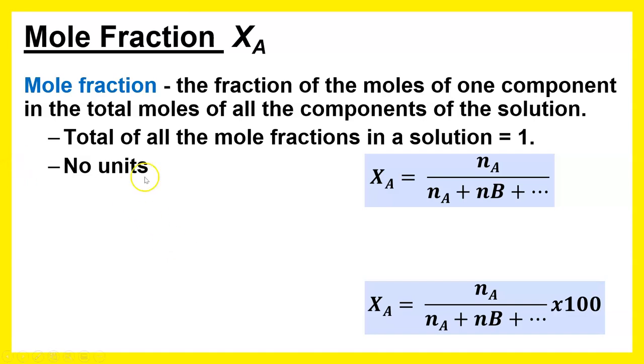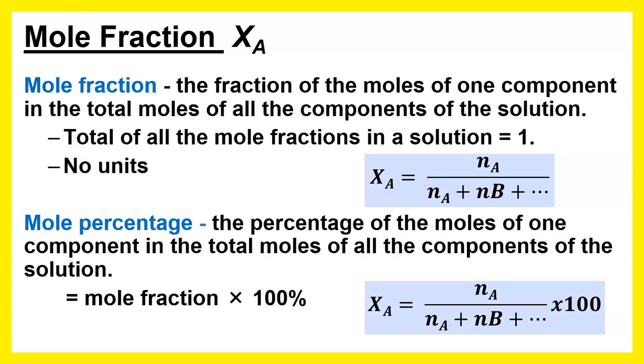One thing to notice is that it doesn't have units, right? They're going to cancel out. And if we added up all our mole fractions, they would all add to 1. If you want, you could times it by 100, and instead of a mole fraction, now it's a mole percentage. And instead of adding up to 1, it would add up to 100. Remember, with your rounding, sometimes maybe it's not quite 100%, but it should be close enough that you feel comfortable with your answers.